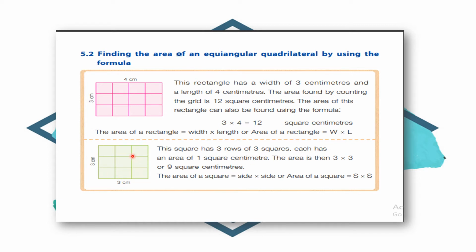Now this square has 3 rows, 1, 2, 3, of 3 squares. Each has an area of 1 square centimeter. And the area is then 3 times 3 or 9 square centimeters. So the area of a square is equal to side times side, or area of a square is equal to S times S. 3 times 3 is equal to 9. So that is how to find the area of an equiangular quadrilateral by using the formula.